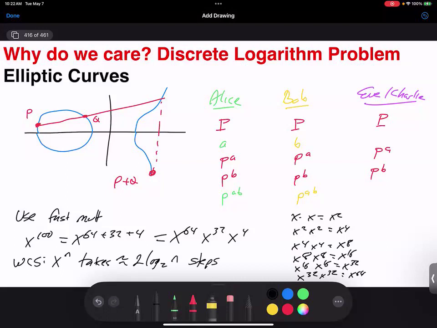So even if the exponent is size 10 to the 400, we're talking about something around 1,000 operations. You can do that on a computer. We could not calculate 10 to the 400 naively. So if I had to do p plus p plus p 10 to the 400 times, no chance. But if I can use fast multiplication, I can easily do it in the allotted time.